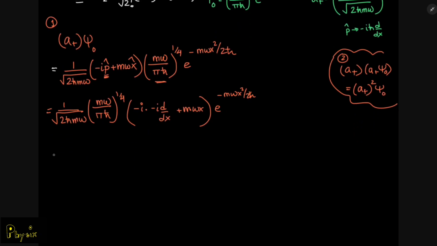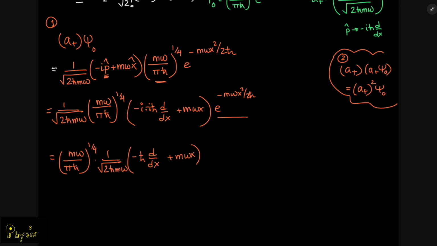I should make this clearer. So what you basically get is m omega all over pi h bar raised to the 1/4 times 1 over the square root of 2 h bar m omega. And over here, I forgot, this should also have an i h bar. My bad. So adding the i h bar gets us to negative h bar d/dx of this function, plus m omega x times e to the negative m omega x squared over 2 h bar.